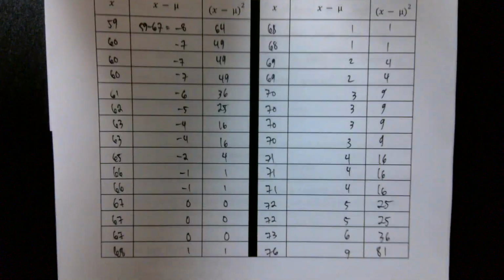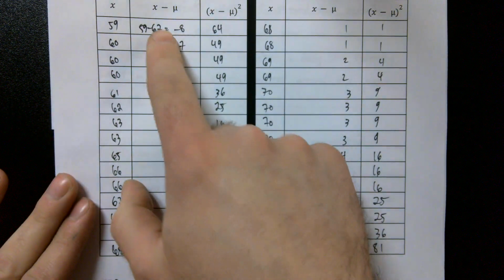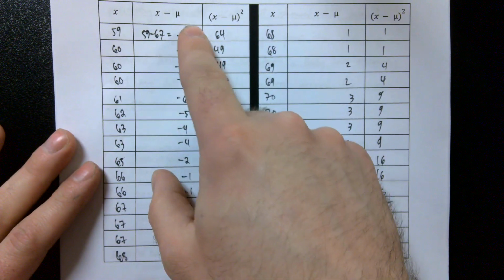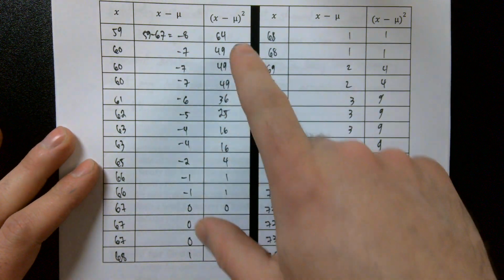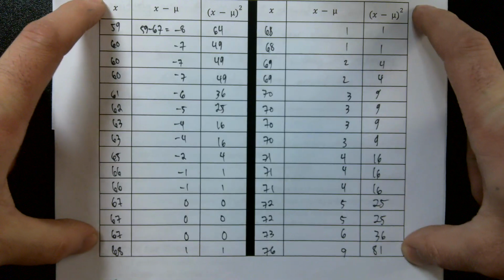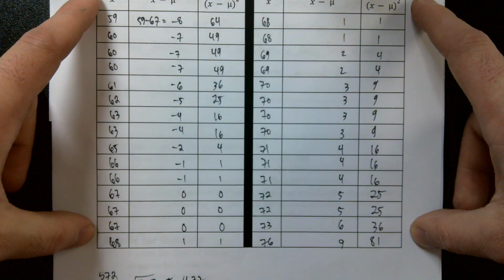So then I take all my data points. I put them all in order. I find the mean, right? That's right here. I take my data point minus the mean all the way down. I square it all the way down. Same thing for all 30 points. This is probably going to take the most amount of time, I would assume.